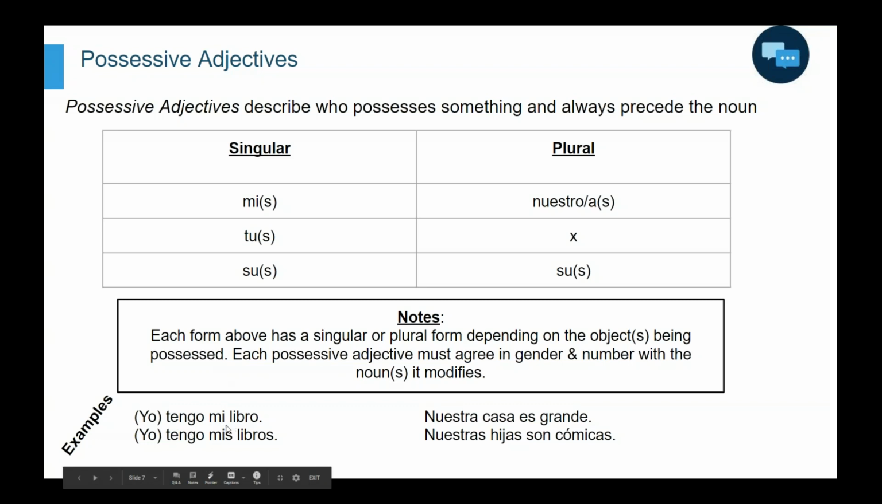Yo tengo mi libro, I have my book. Mi and libro are going together. Yo tengo mis libros, we see that this has now become plural. So we have to add that S onto mis to agree with libros. Similarly, on the right-hand side, nuestra casa, our house is large. Nuestra and casa are both feminine, so they end with that A. Nuestras hijas, our daughters, our children, are funny. We see that AS ending on nuestras, hijas, and also cómicas, which indicate that feminine plural.